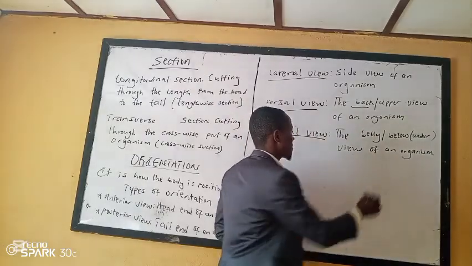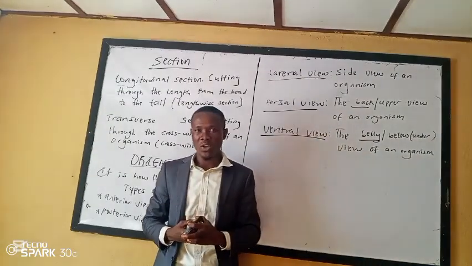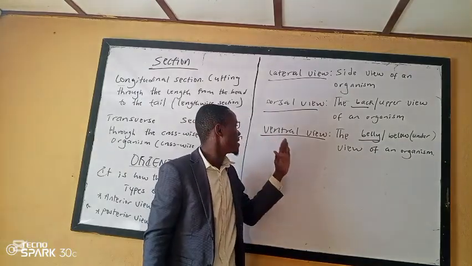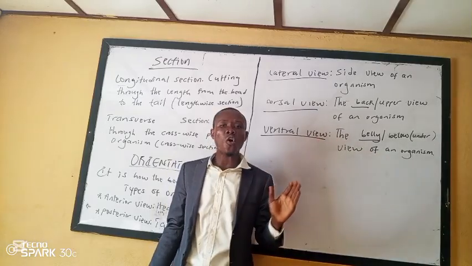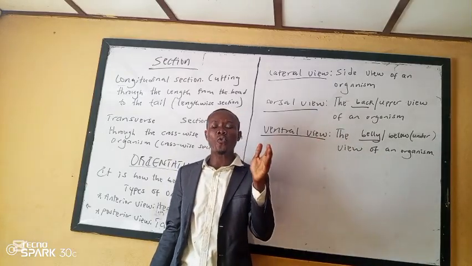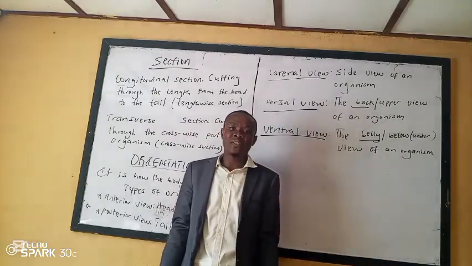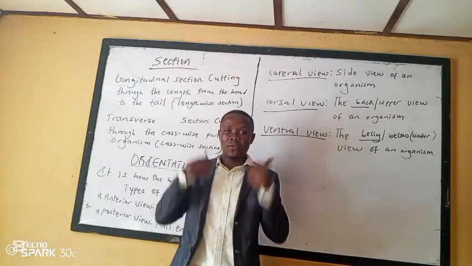Lastly, I talk about the belly view of an organism. For example, if I stand here and you want to draw the ventral, you can either say the belly or the frontal view of an organism. For example, if you are being asked to draw the ventral part of me, the front part, I'm standing here, this is the front of me.